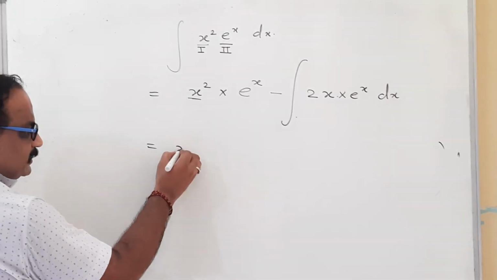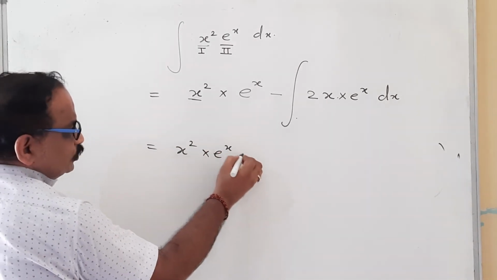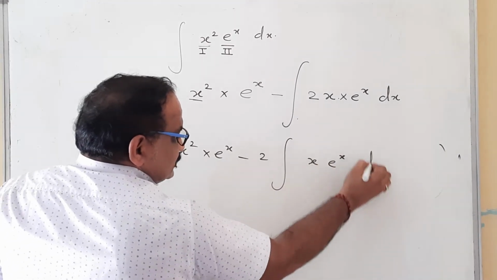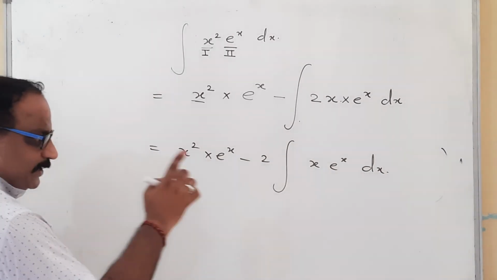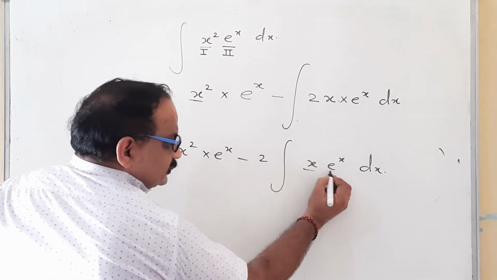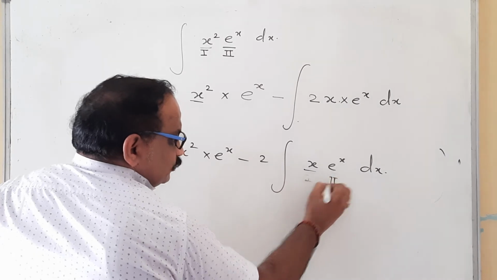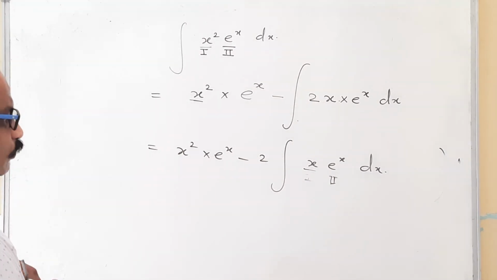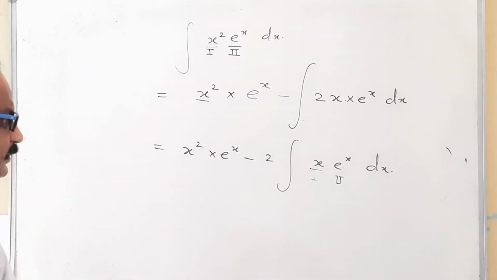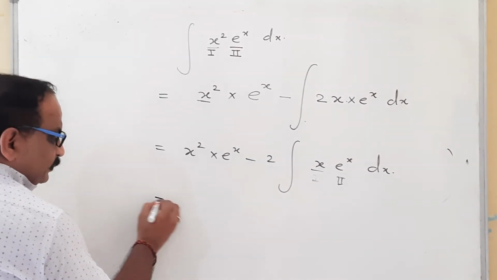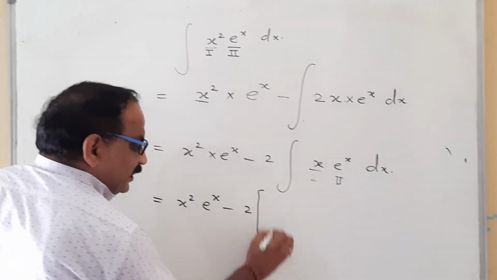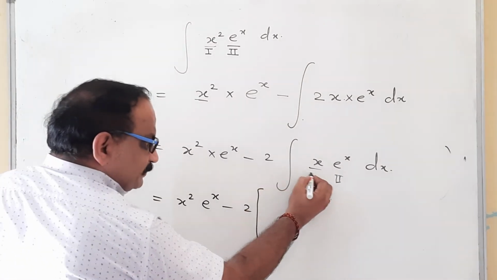Now next is x square times e to power x minus 2 out, and inside the portion again x e to the x dx. Now we can realize again there are two functions multiplied with each other. So again we have to suppose first and second, and apply the by parts method again. One more time we have to use the by parts method. So how can we use it? Just see: x square e to power x minus 2, I can take a bracket here. Again apply the same thing.